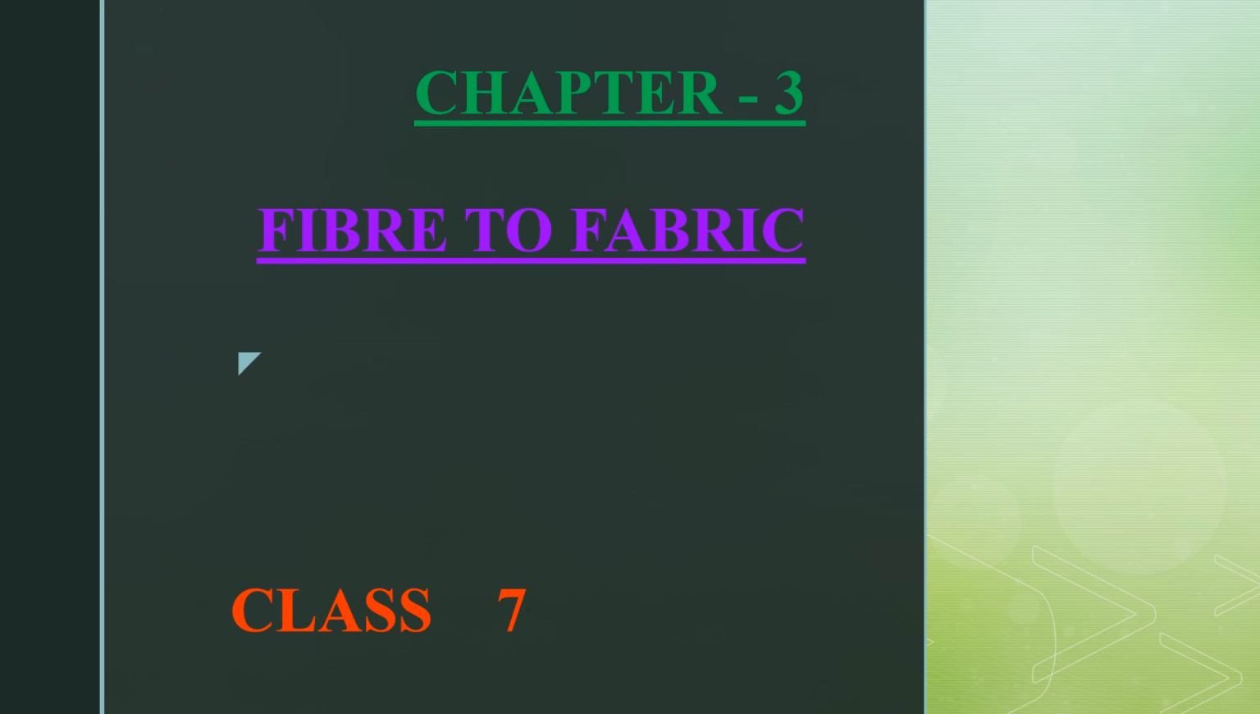In your last year, you have studied two different plant fibers, that is cotton and jute. This year, you're going to study two different animal fibers, that is wool and silk. Both these categories are natural fibers. You already know the difference between natural fibers and synthetic fibers. So in this particular chapter, we are going to study two different animal fibers. One is wool, another one is silk.